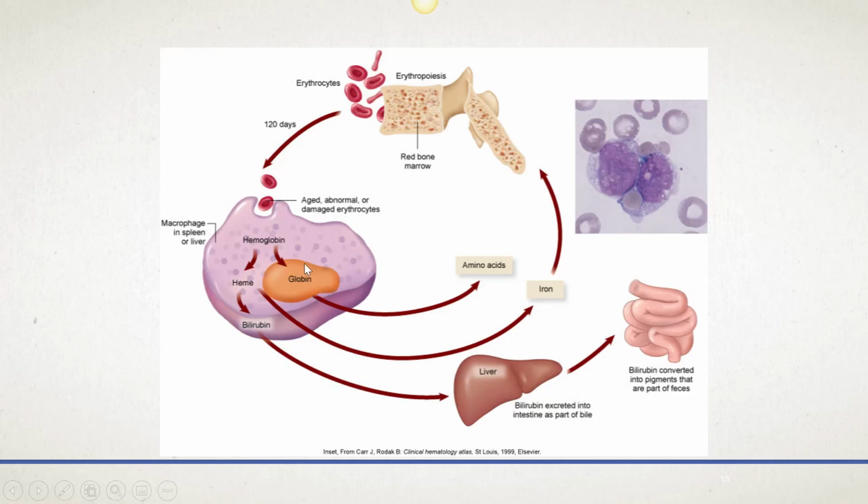When the macrophage breaks them down, they're going to release the amino acids, which are used to make proteins, the iron, which is recycled in the bone marrow to make more red blood cells, and then the bilirubin is processed in the liver and excreted into the feces.